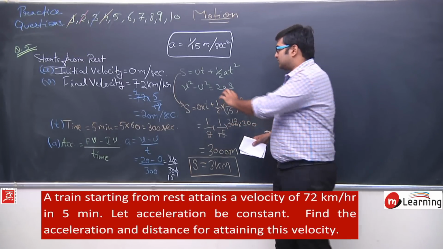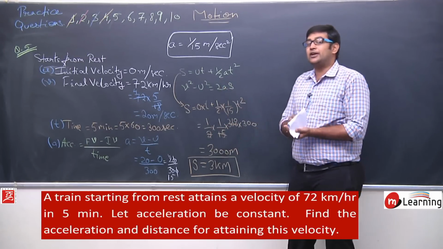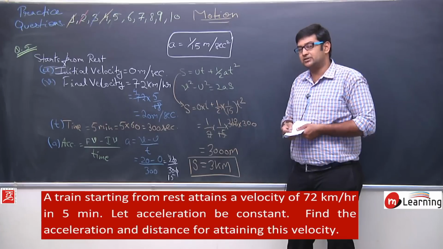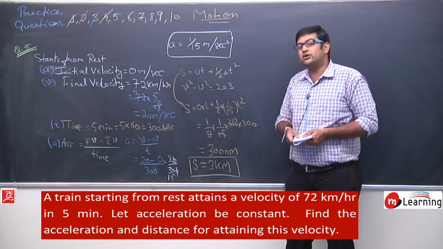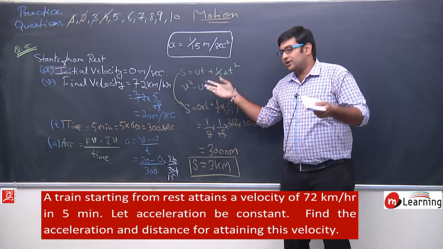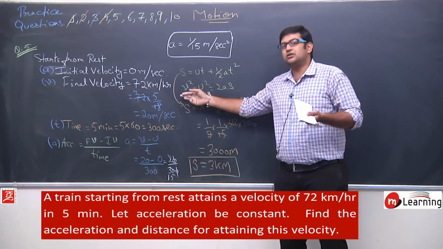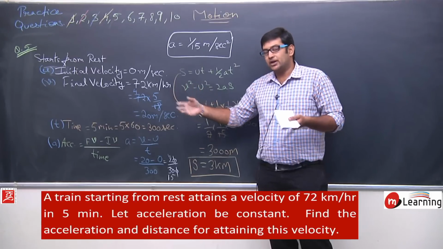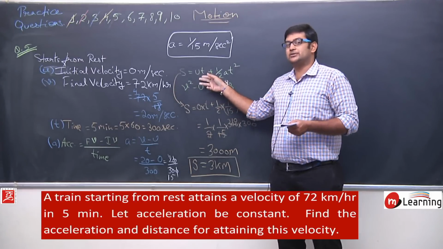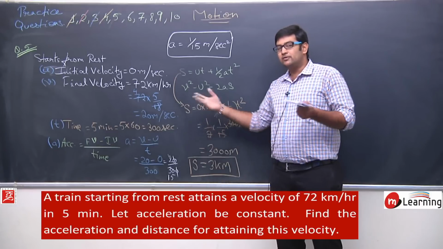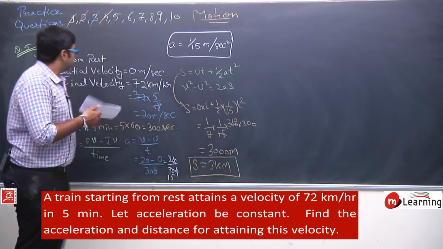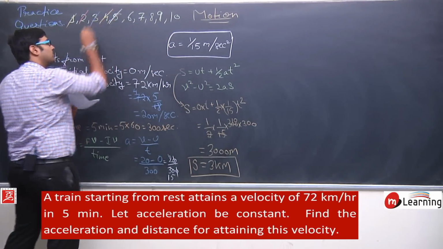For example, in this question, if I do not have the value of time period, the time the train achieves this speed or this velocity, I can consider this second equation. Or if I do not have the value of the final velocity, then I can go for this equation. It depends on you which equation you would like to use in this question. Okay, so this completes question number 5.